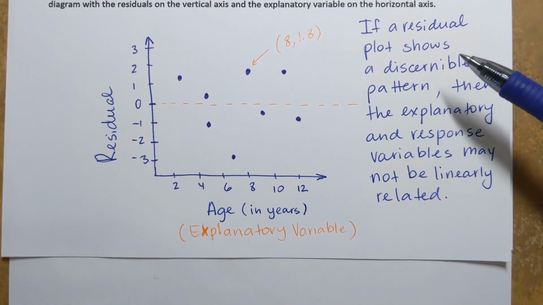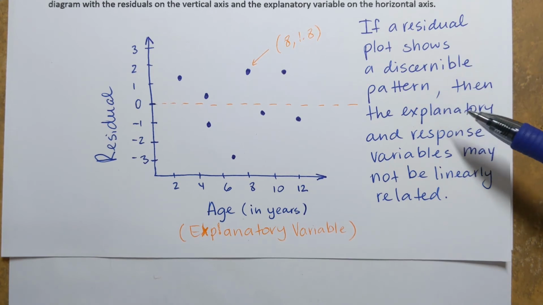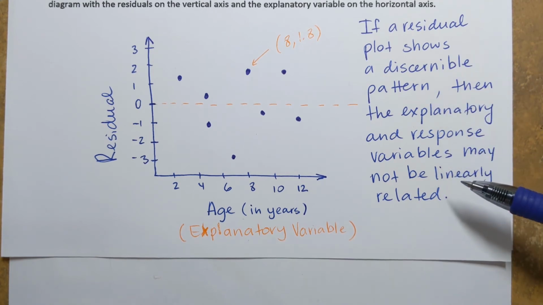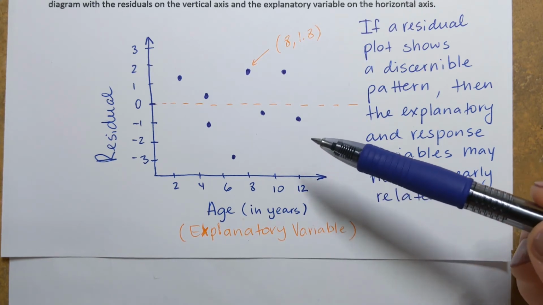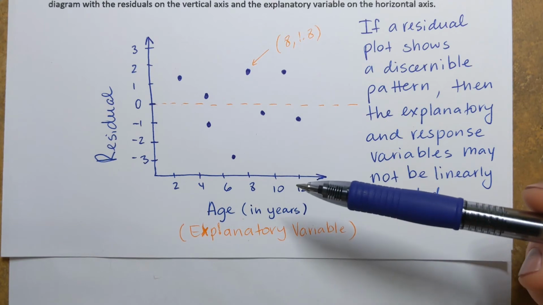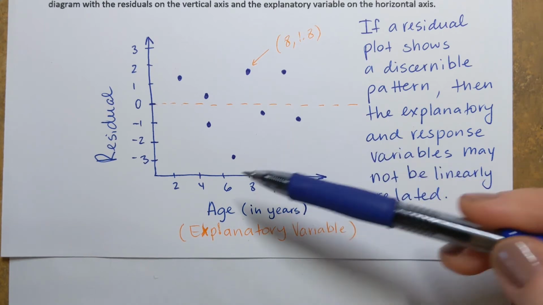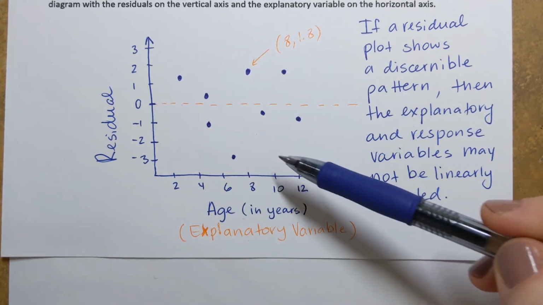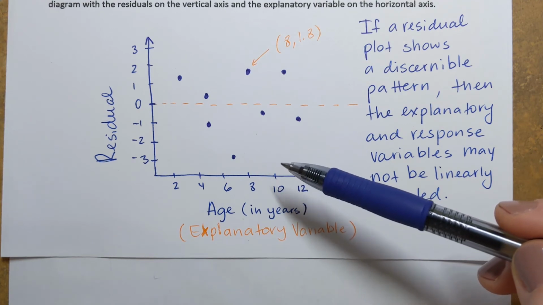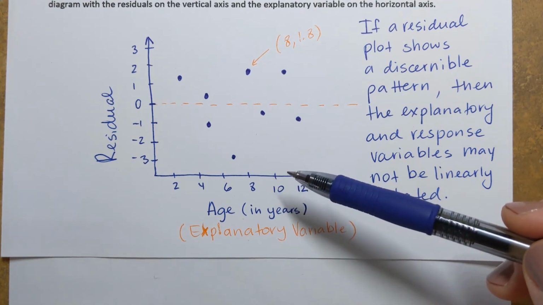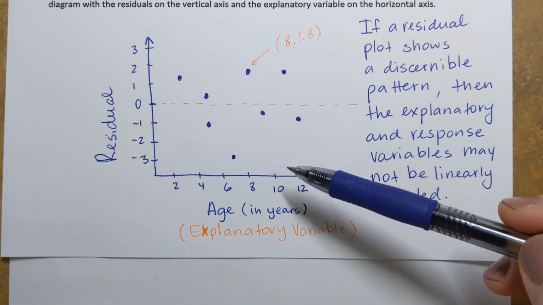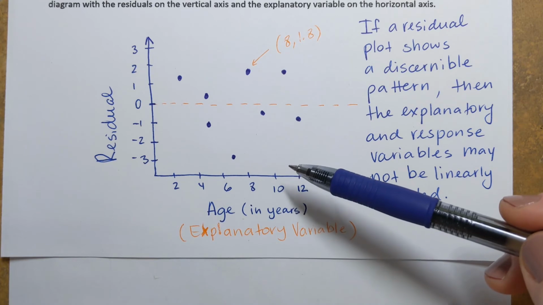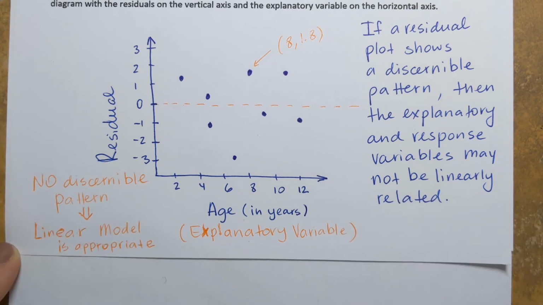It says that if a residual plot shows a discernible pattern, then the explanatory and response variables may not be linearly related. The conclusion we make for our example: since there is no discernible pattern, and our residuals are all over the place, we confirm that the linear model is an appropriate model for the two variables in this bivariate data. Let's look at a few more pictures and examples of residual plots.